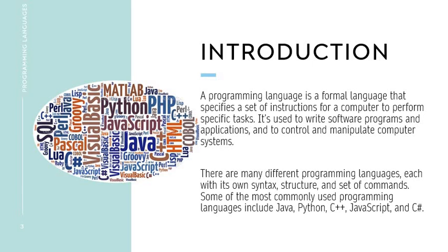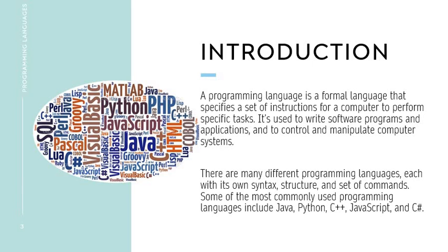As we have seen here, a programming language is a formal language. It is not a general language. It is a formal language that specifies a set of instructions to a computer. Instructions like: go there, sit there, come here, take water. All these instructions are put under one language, which is used to write software programs.